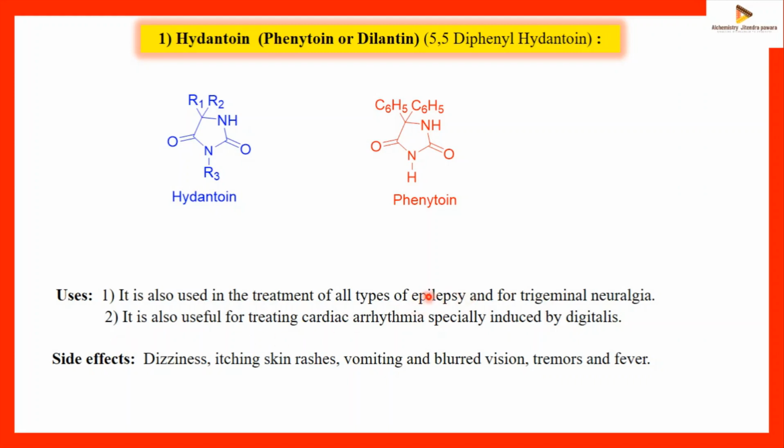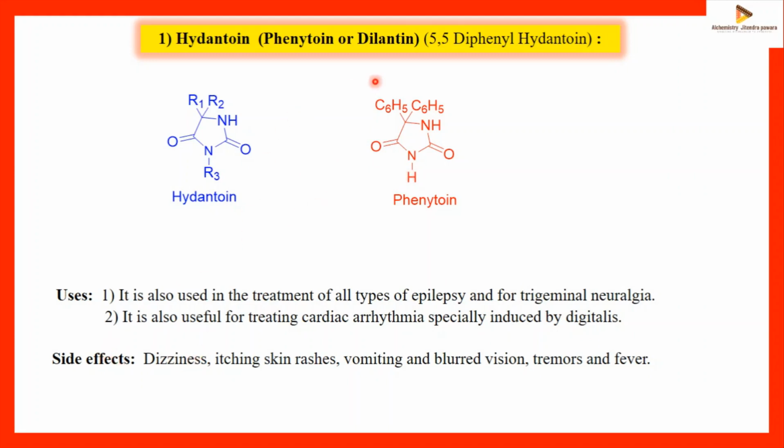In Marathi, epilepsy is called phephre, फेफरे येणं. And for trigeminal neuralgia. Another use of this drug is that it is also used for the treatment of cardiac arrhythmia, especially induced by digitalis. This digitalis is related to the heart, so it is used in the treatment of heart related disease.